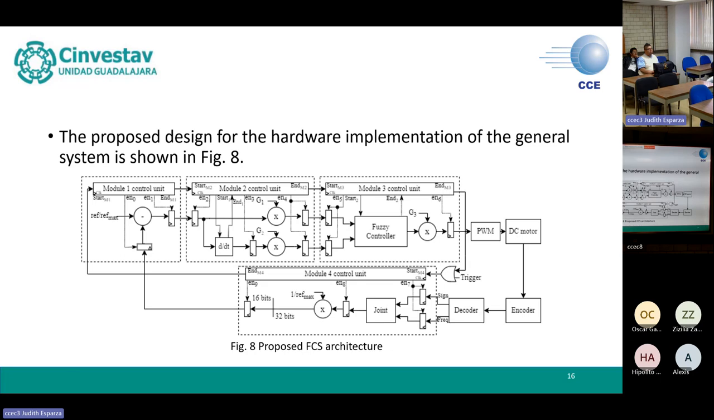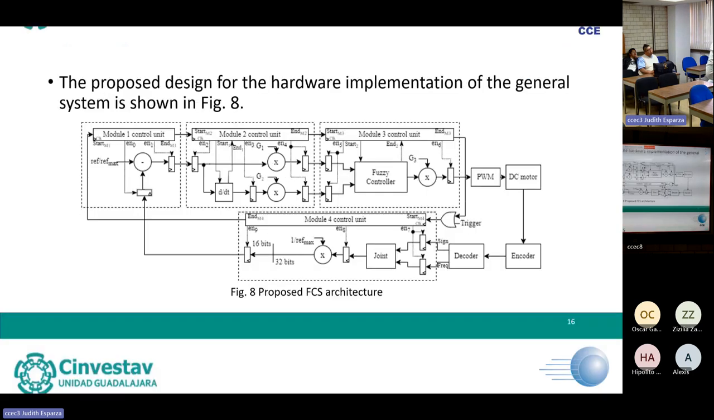Well, the process design for the hardware implementation of the general system is shown in figure 8. We have the subtractor, the derivative with the gains, the fuzzy controller, and the PWM, but some of the modules, the main ones, have their own module control unit. We made this part of the decoder on 32 bits, and we made 16 bits in the other parts of the circuits.